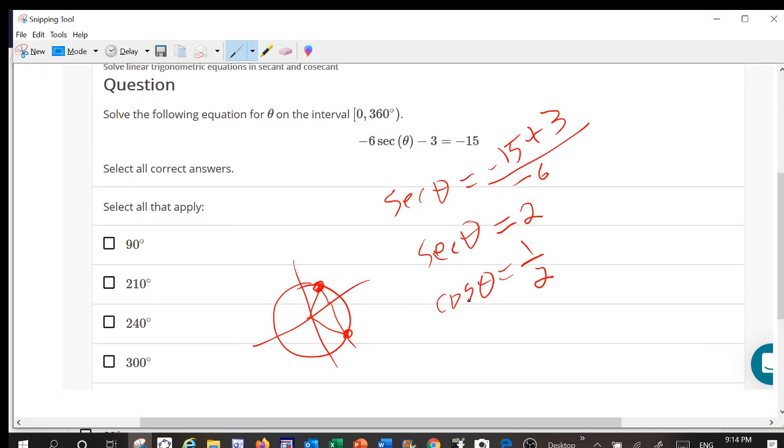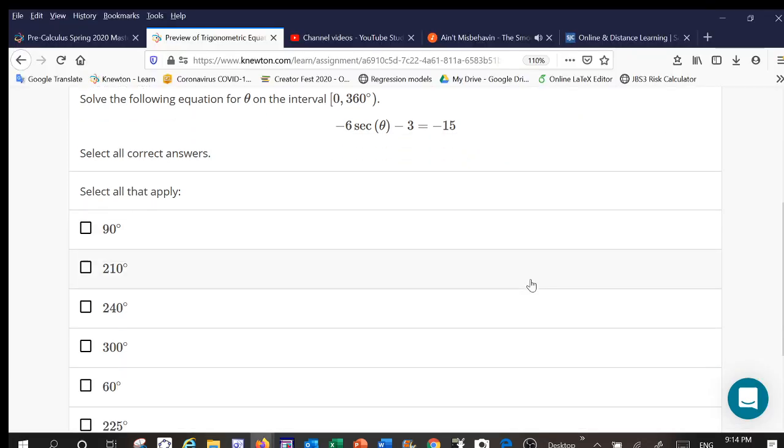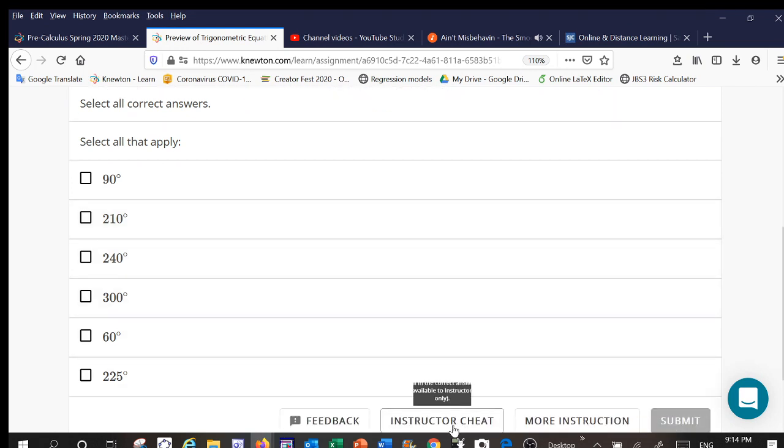So cosine is 1/2. So 60, and what is the other one? It's 360 minus 60, 300. So it looks like there is only one of the answers in this list. Oh no, the rest of them are down here. I didn't see the rest of them. So 60 and 300. Those are the two.